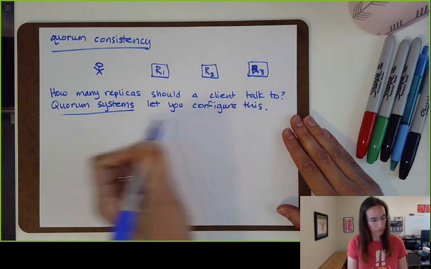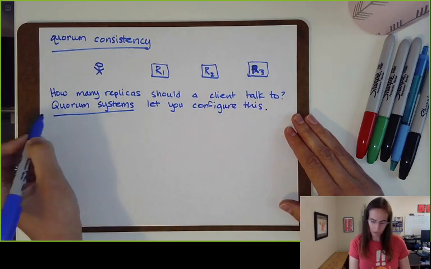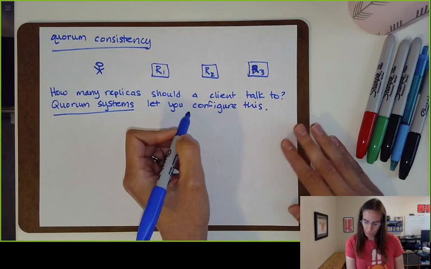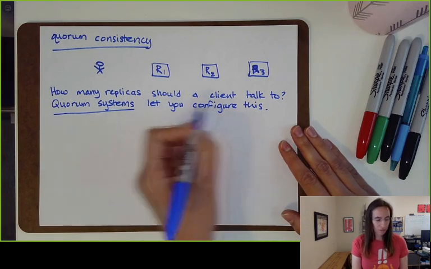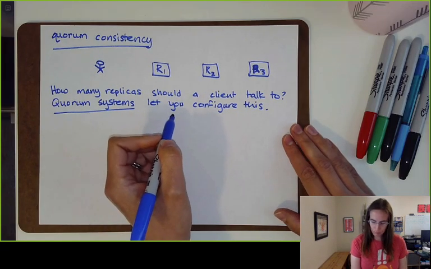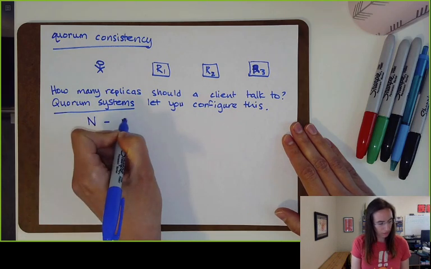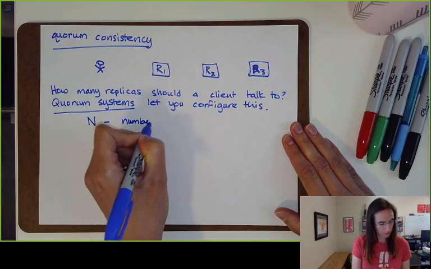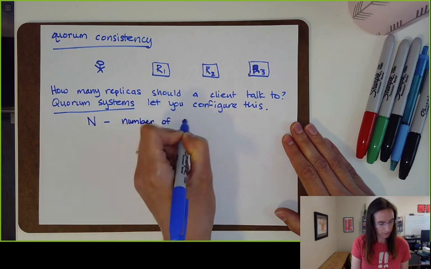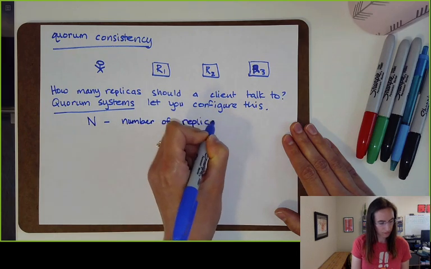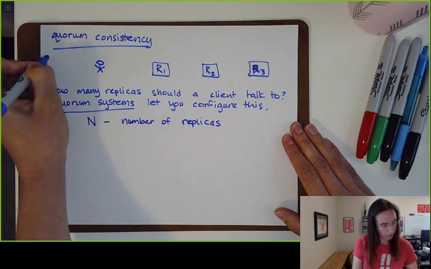So quorum systems let you configure how many replicas you can talk to. There are 3 important variables that are configurable in a quorum system. N is the number of replicas. Here N happens to be 3.